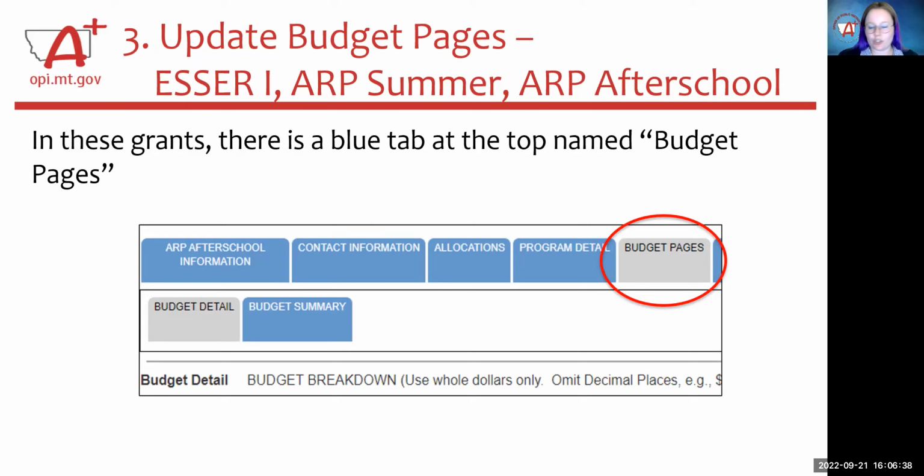And then once you're in those budget pages, you can make the changes. You may be changing object codes, you may be changing the use of funds, the description of the expenditures, the dollar amounts, but that's where you're going to make most of your changes.